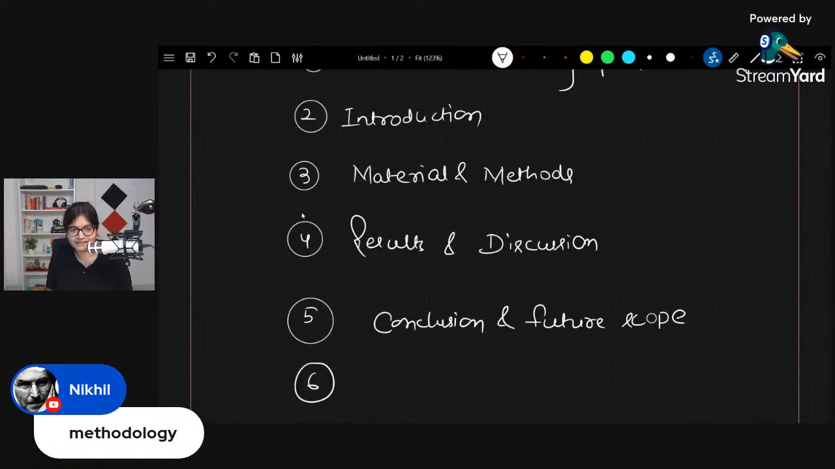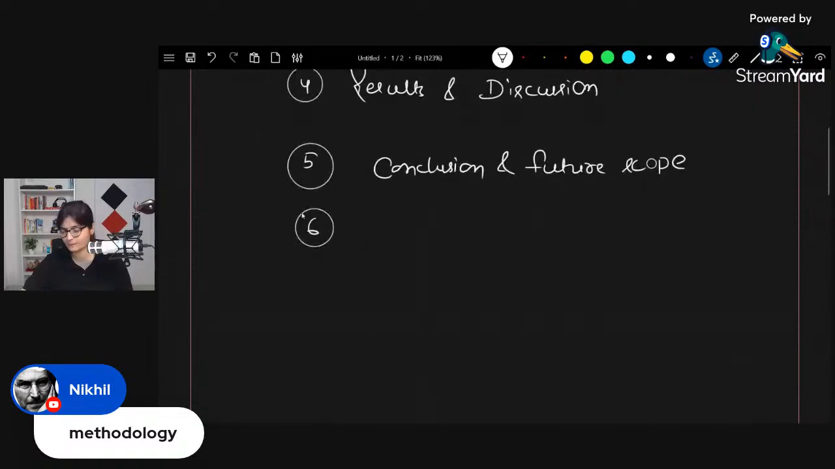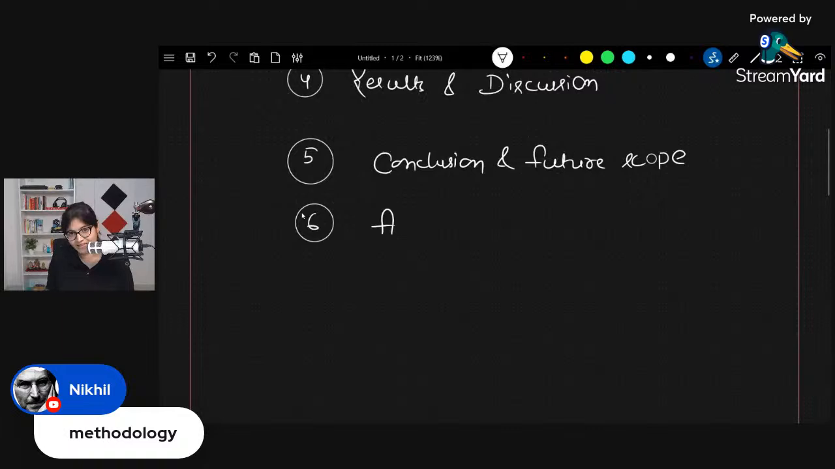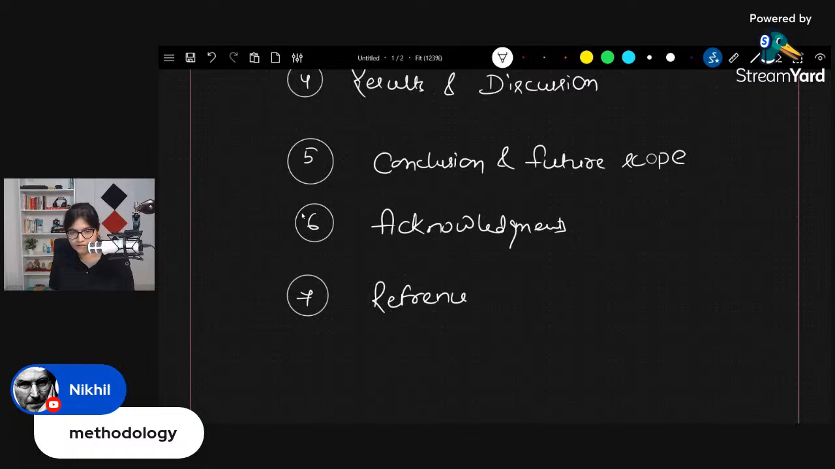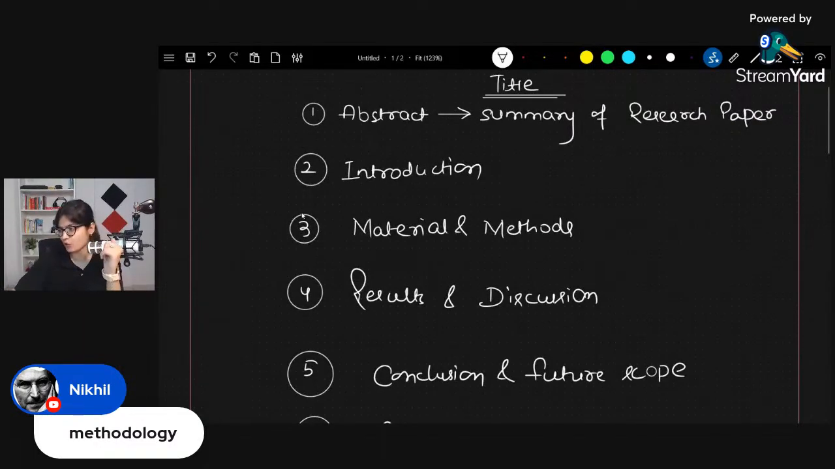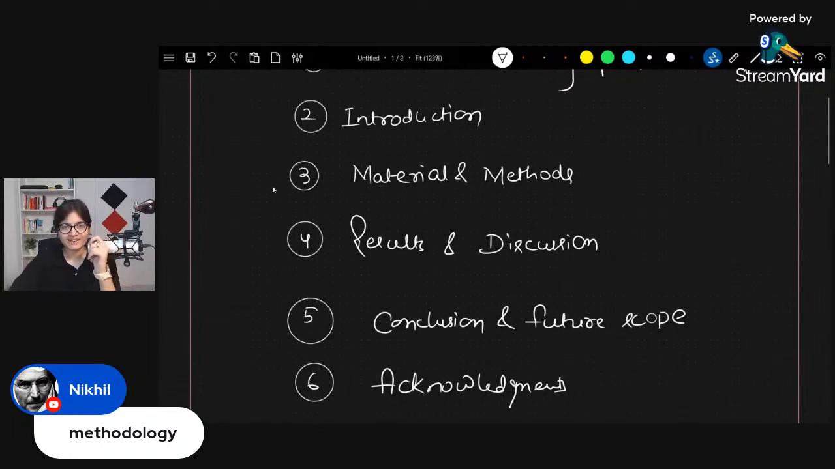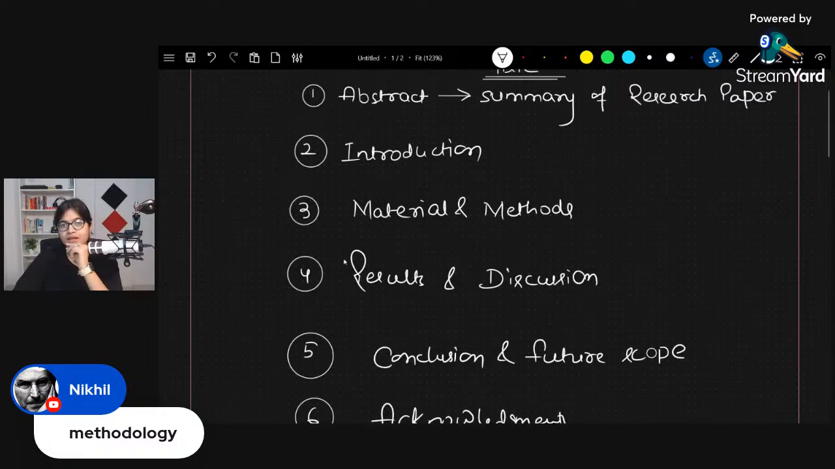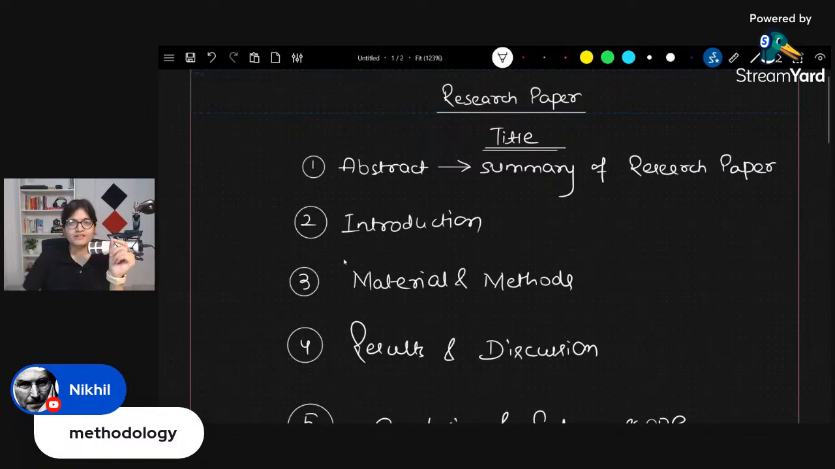After that, the next section will be the acknowledgements, and last one is the references. References. So this is how the flow will go. Now let's try to understand how basically we usually write any research paper. Okay? The very first thing which we will write is the introduction.